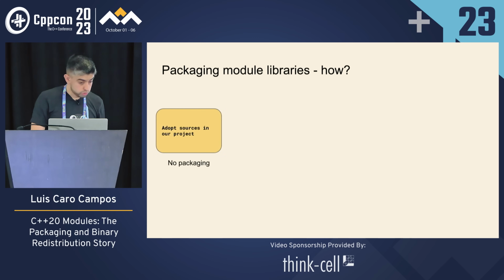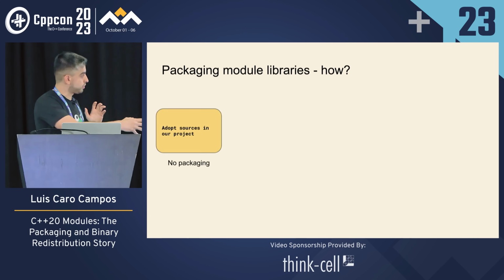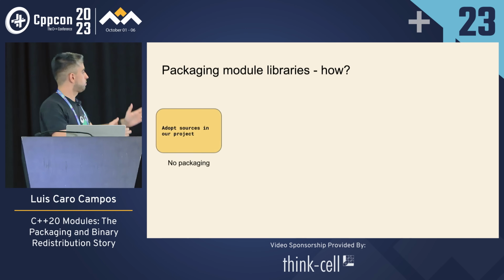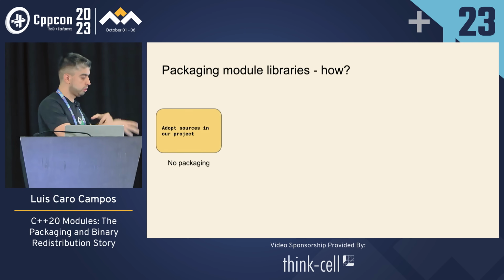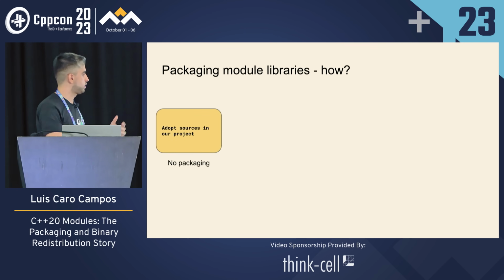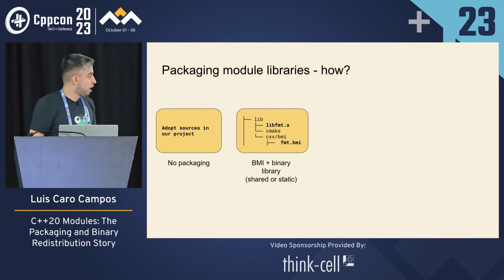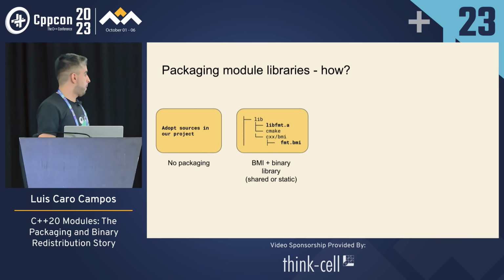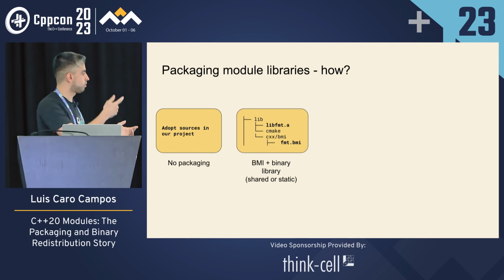As for modules, in my experiments, what I'm going to be talking about today is the same. We can try the no packaging approach where we're including the sources of the external dependency as part of our own build. I've made an experiment of packaging the binary module interface alongside a linked library, if it's a shared library or a static library.